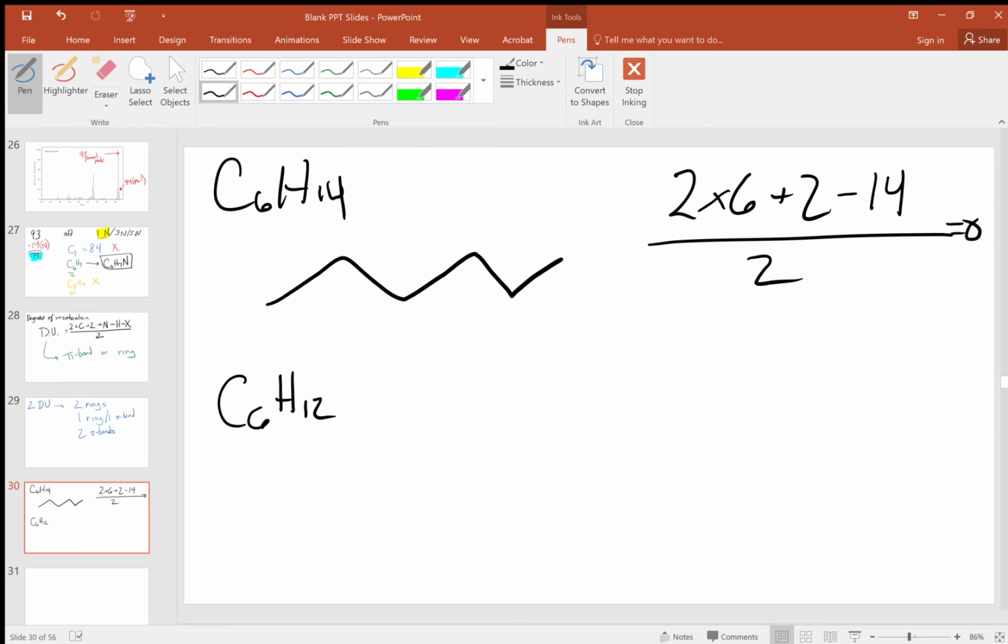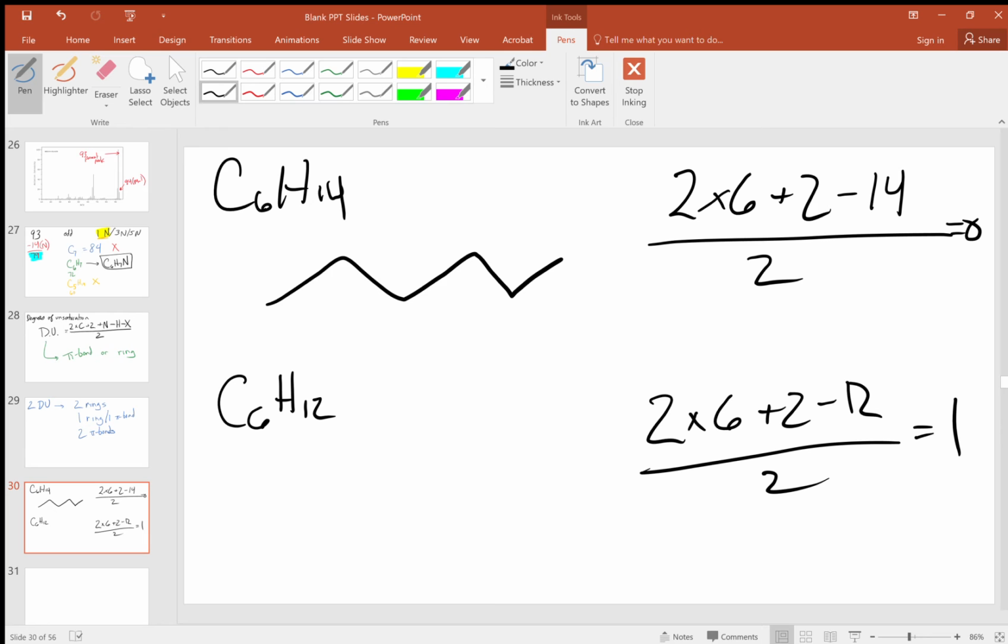Whereas if we take 2 hydrogens away, C6H12, we get 1 degree of unsaturation. And so that could be something like a 6-carbon molecule containing a ring, or a 6-carbon molecule containing a double bond.